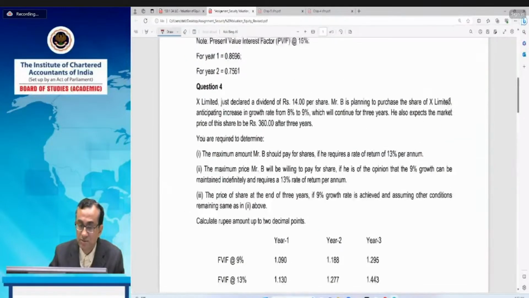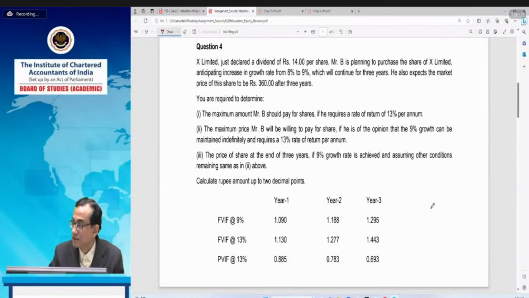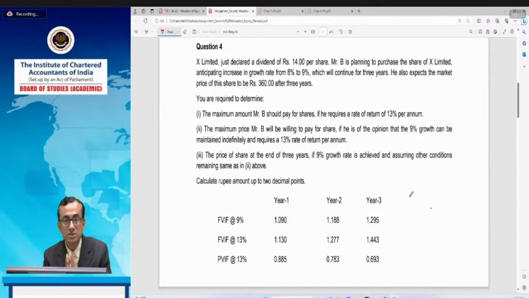Now, please go through this question carefully. I hope this is visible to you, more clearly visible to you. Okay. What this says is that X Limited just declared a dividend. So it is a current dividend, the present dividend, of 14 per share.